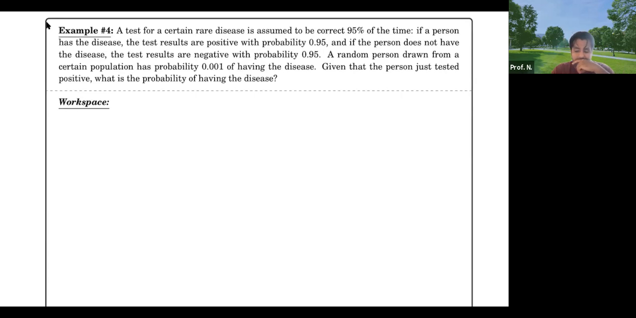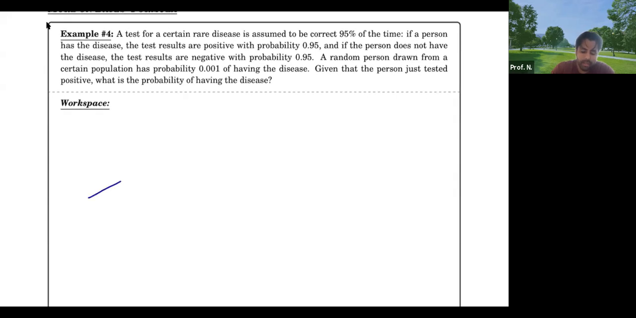Which one comes first? Is it having the disease or not having the disease, or is it the test result? What's usually the first thing? What comes first? Right. It's either having the disease or not having the disease. That's before anything. So either I have the disease or I do not have the disease.